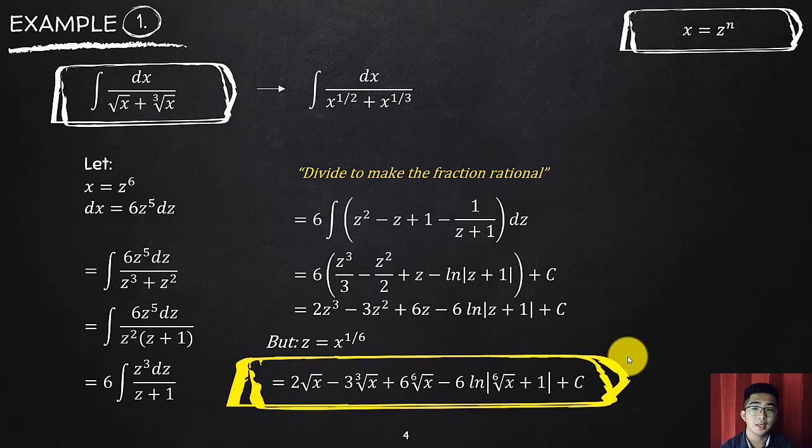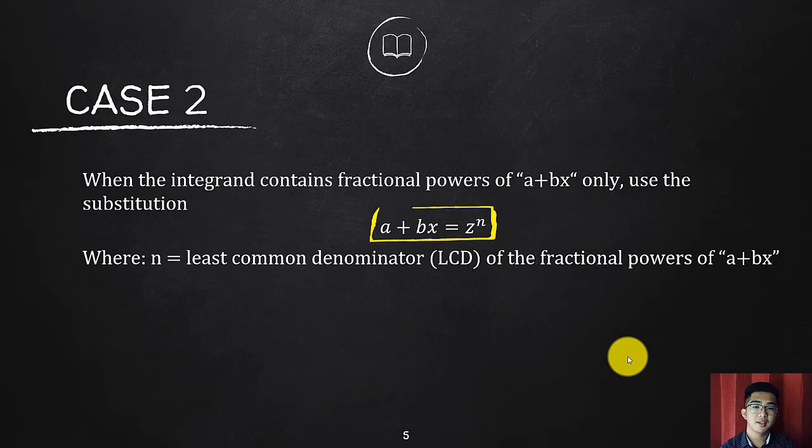This is case 1. This is probably the easiest one here in algebraic substitution because it only contains terms of x. Okay? For the succeeding cases, it's a bit more difficult because we're no longer only looking for x as the base. We're looking for the base as a binomial. Okay? So with that, let's have example or case number 2.